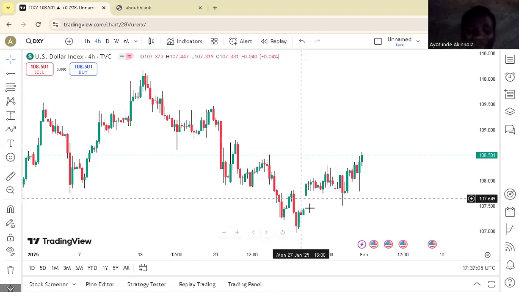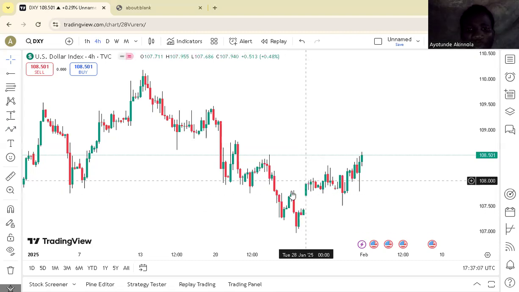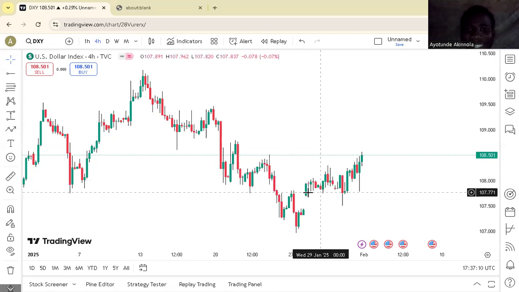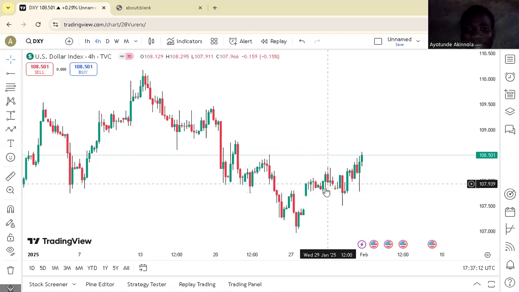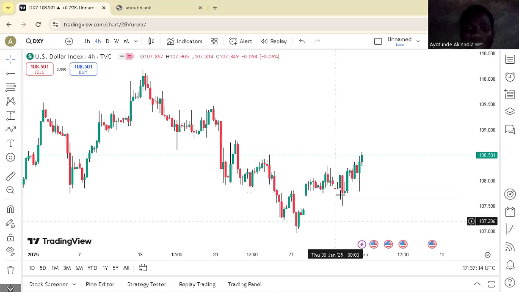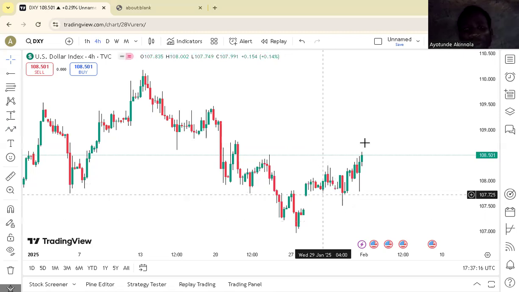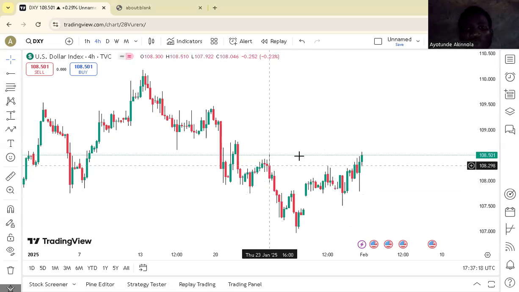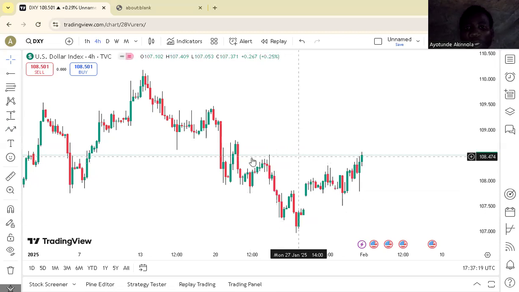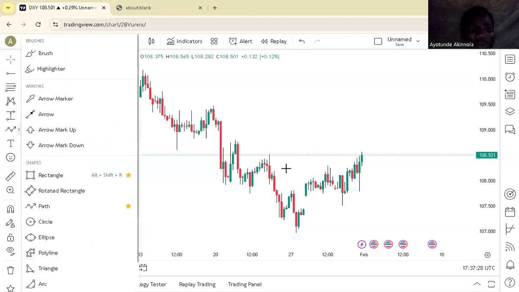So price just moved up, breaking this, then started to move. I got this exhausting movement. So price still pushed up, then broke this. Now price has not broken this. What we are expecting is price can react. Let me draw something around this so you will understand what I'm saying.